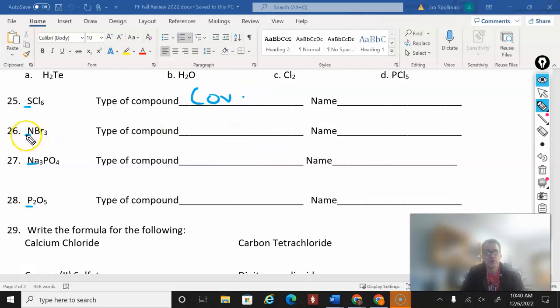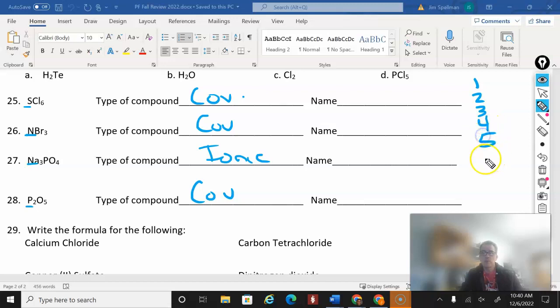The second one on 26, nitrogen, also is going to be covalent. 27, I've got sodium, which is a metal, so it's going to be ionic. And 28, again, nonmetal with phosphorus, this is going to be covalent. Covalents are the ones we use our prefixes for, and so we need to remember our prefixes. We've got mono, di, tri, tetra, penta, hexa, hepta, octa, nona, and deca. And remember, we don't use the prefix for mono in the beginning.